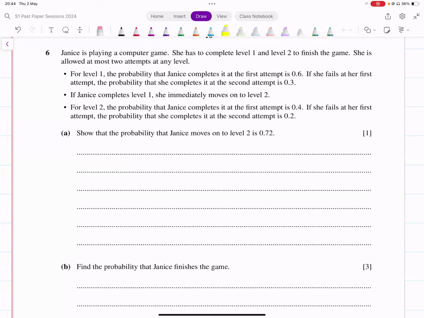So she has to complete level 1 and level 2 to finish the game. There are 2 levels. She's allowed at most 2 attempts at any level. So for level 1 as well, she has 2 attempts. For level 2, she has 2 attempts. For level 1, the probability that she completes it at the first attempt is 0.6. If she fails her first attempt, the probability that she completes at the second attempt is 0.3. If she completes level 1, she immediately moves on to level 2.